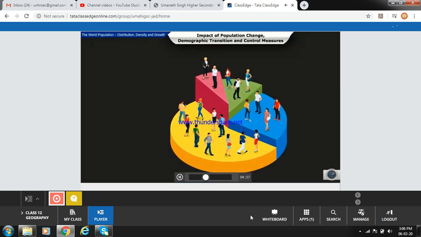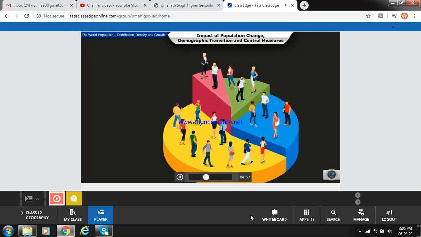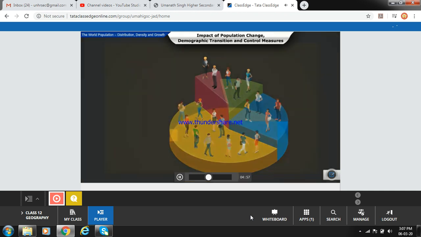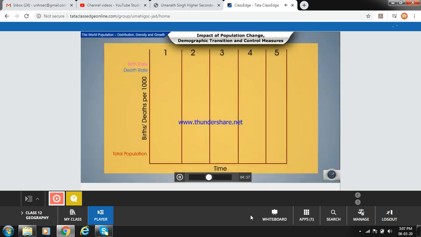This theory is based on an interpretation of demographic history developed in 1929 by the American demographer Warren Thompson, 1887 to 1973. These transitional changes occur in stages which are collectively known as the demographic cycle. The demographic transition takes place in 3 stages.